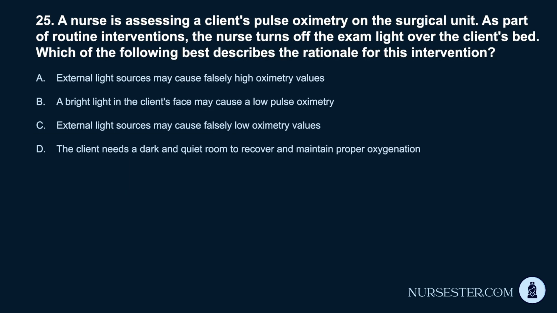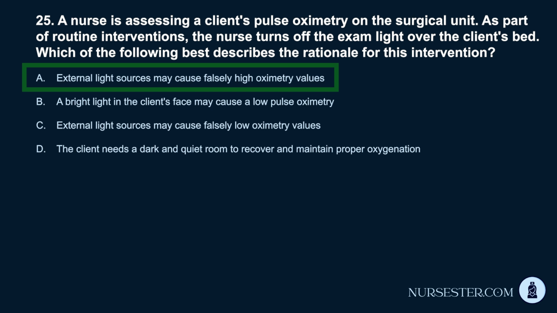25. A nurse is assessing a client's pulse oximetry on the surgical unit. As part of routine interventions, the nurse turns off the exam light over the client's bed. Which of the following best describes the rationale for this intervention? A. External light sources may cause falsely high oximetry values. B. A bright light in the client's face may cause a low pulse oximetry. C. External light sources may cause falsely low oximetry values. D. The client needs a dark and quiet room to recover and maintain proper oxygenation.